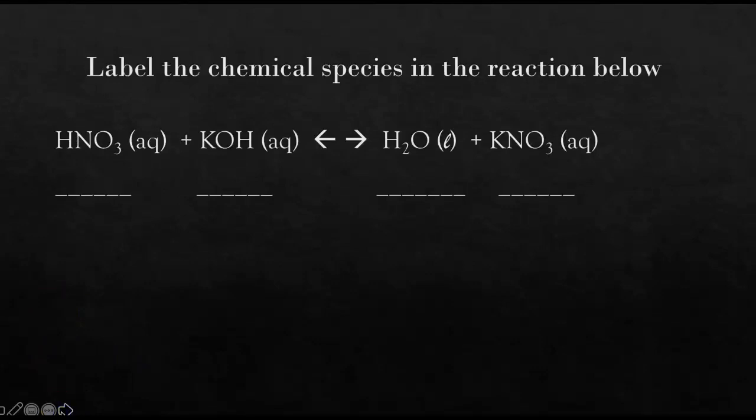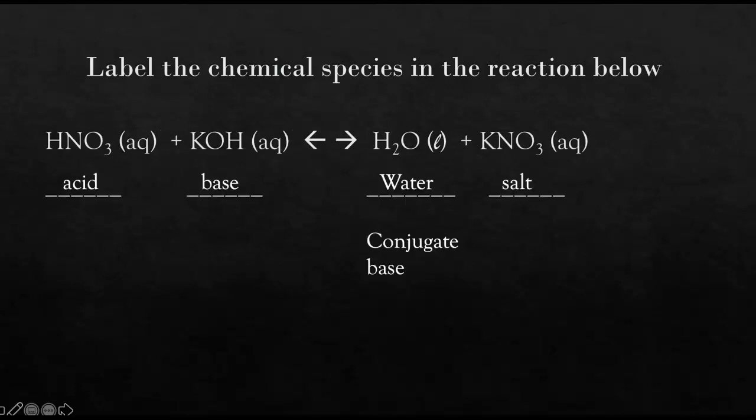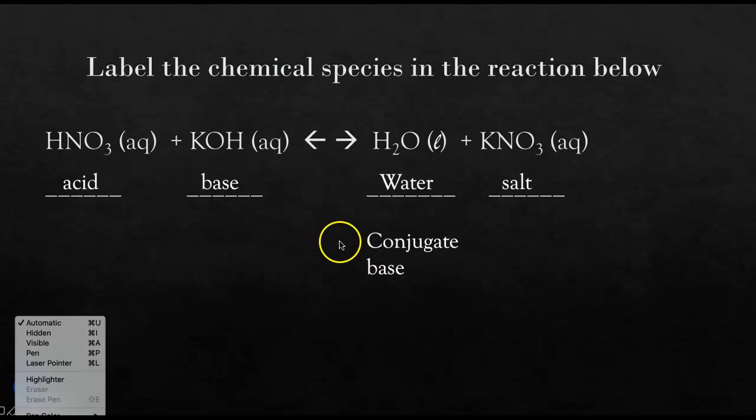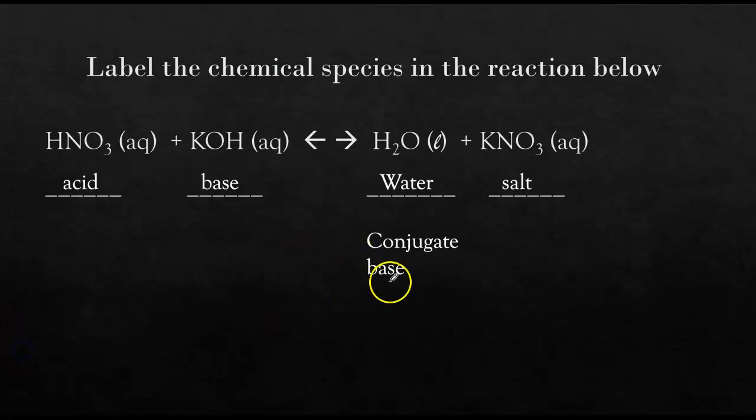Let's take a look at this chemical reaction. Can you label all of the chemical species here? And so obviously I have a typo here. This should not be a conjugate base. This is our conjugate acid. Water, remember, according to Bronsted-Lowry, an acid is anything that can donate a hydrogen ion, which of course water can.